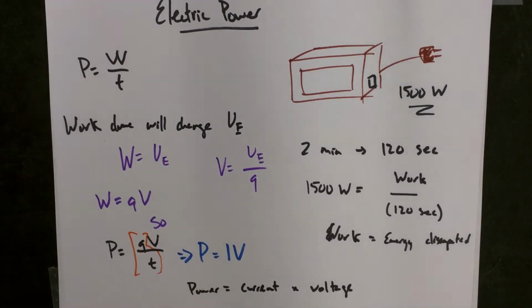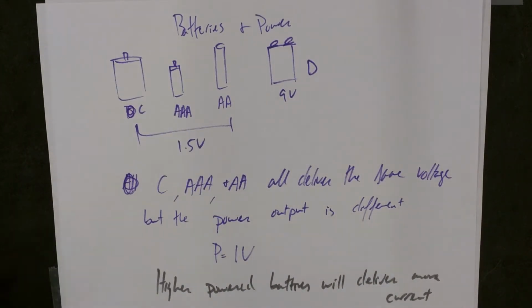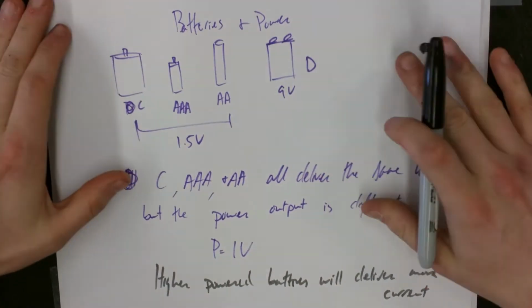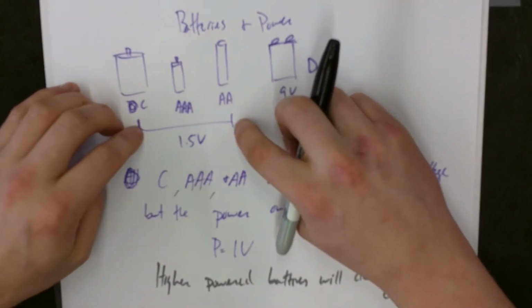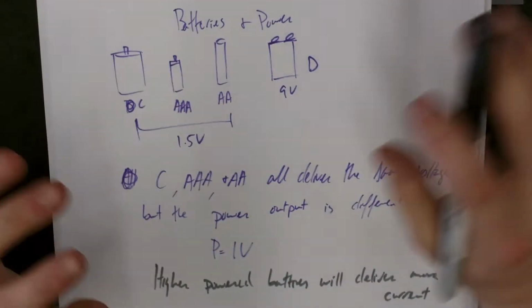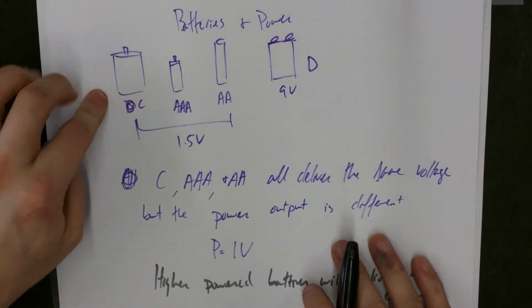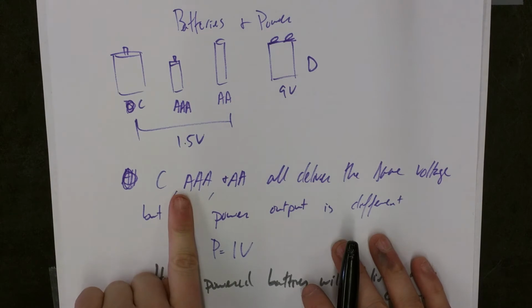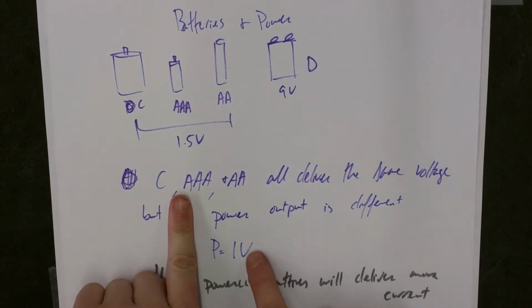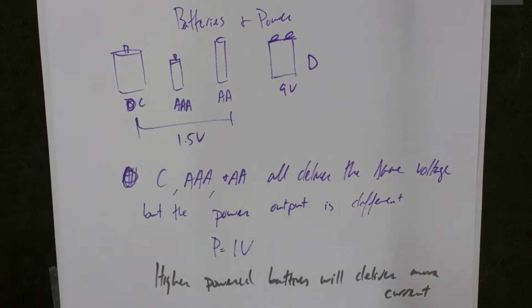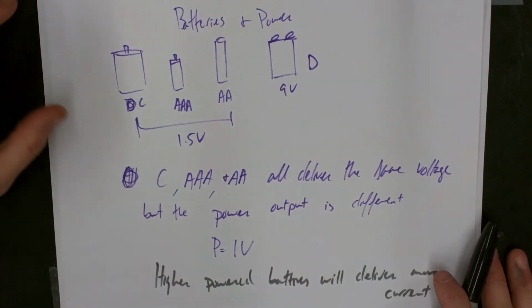What does this mean conceptually speaking? Well, let's look at a few batteries. Here I've got a C, a AAA, and a AA. All of them have the same amount of voltage difference. But all of their power is different. Meaning that my C battery that has a higher power output for this given fixed voltage will deliver more current or charge per time than my AAA battery will.